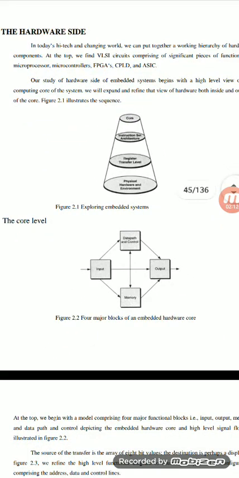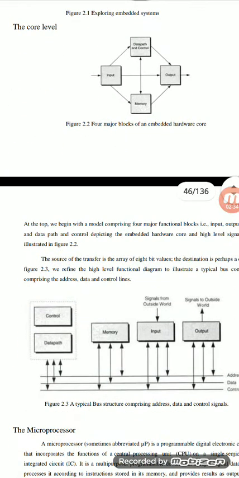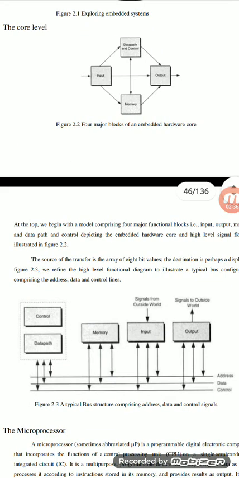Just see, this is the core level: one is the input device, another is the output device. When we want to store the data, we use some memory. Then the controller is for timing, transmitting and receiving. So that is a controller. These two major blocks we have to interface with memory. Then how to interface bus structures corresponding to address, data and control signals.